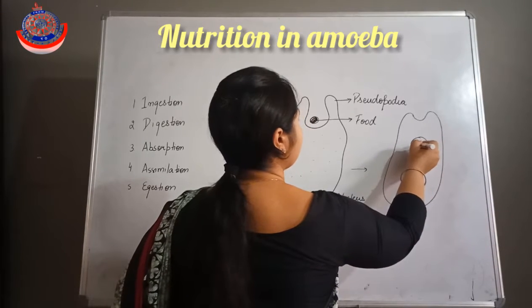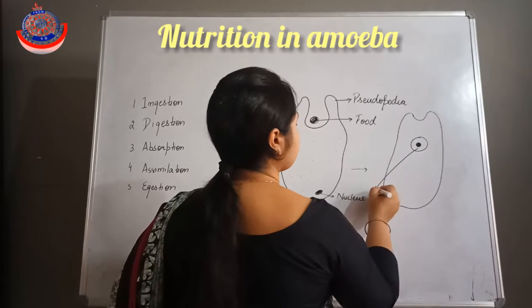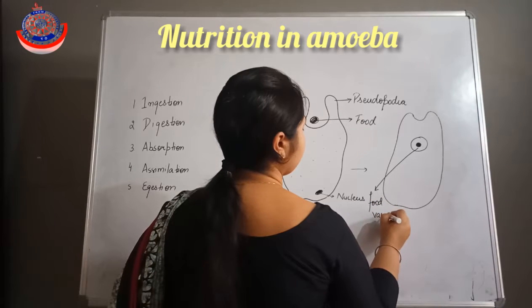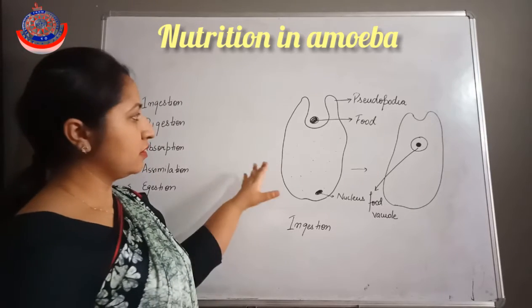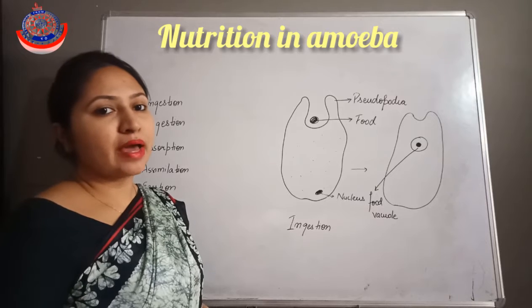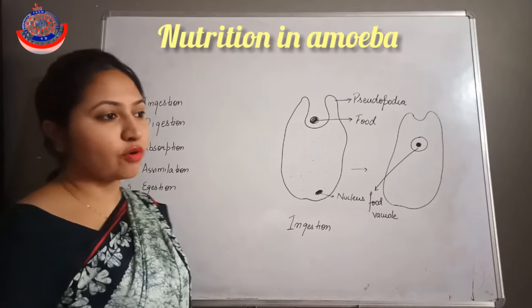Now this is known as the food vacuole, having food plus water. This is the food vacuole, which has the food that the amoeba takes in through the pseudopodia, by making finger-like projections over the food for its engulfment.